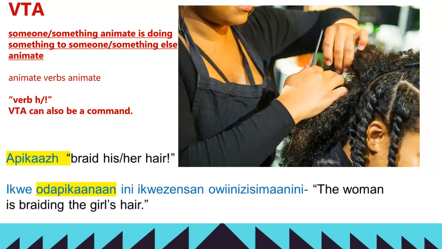An example sentence of a pikage: be mia al kwe, da pikana nenu kwe zansan, o winazisimanene. The woman is braiding the girl's hair.